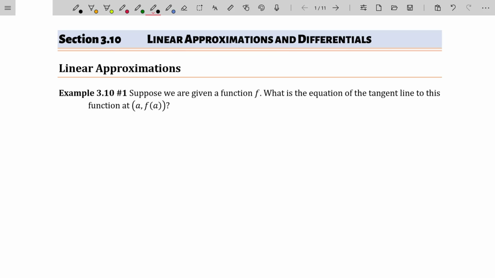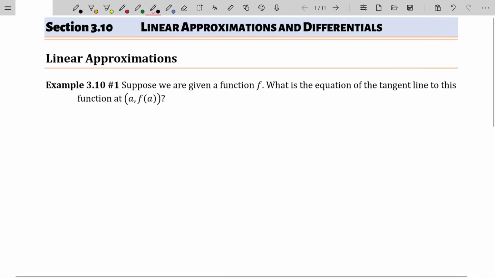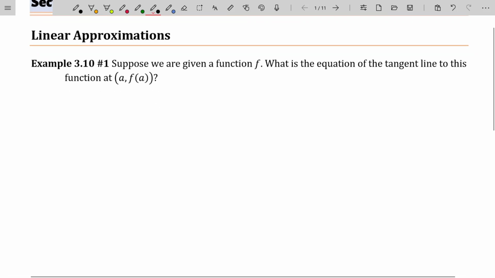We just finished related rates, and now we go into the next natural evolution of topics, which is linear approximations and then differentials. Now, I like to start my discussion about linear approximations with this simple question. Suppose we're given a function f. What is the equation of the tangent line to this function at a comma f of a?